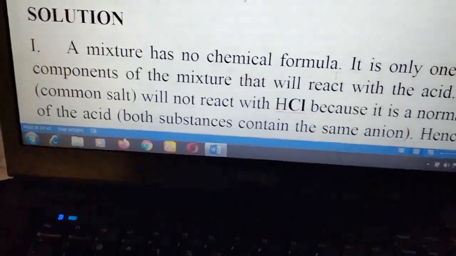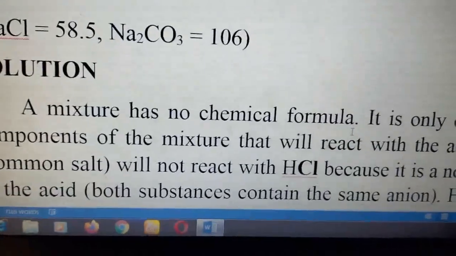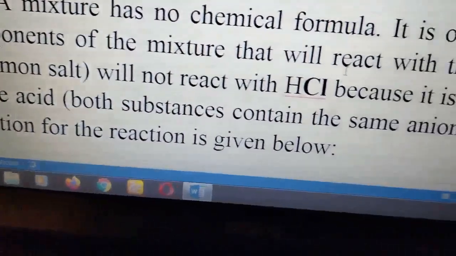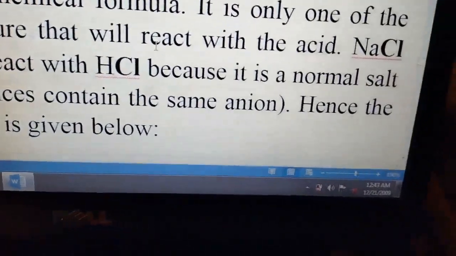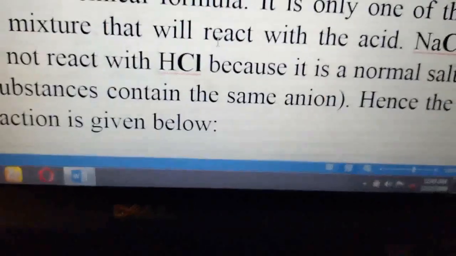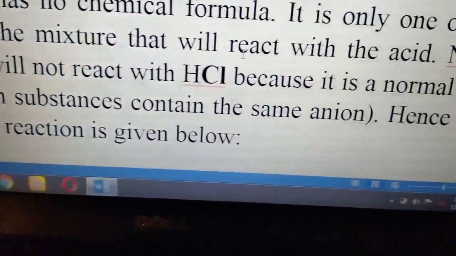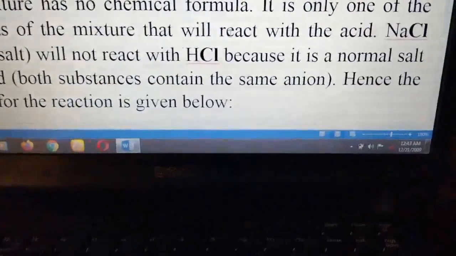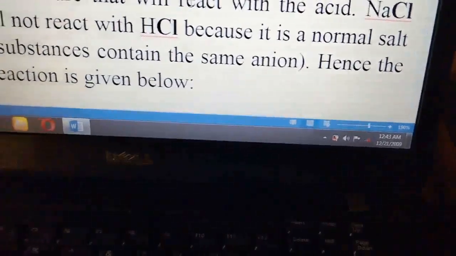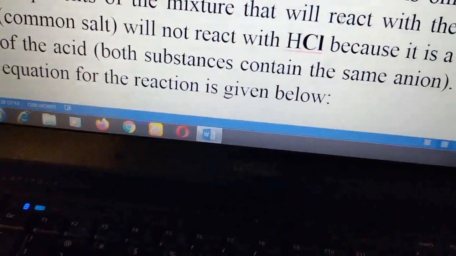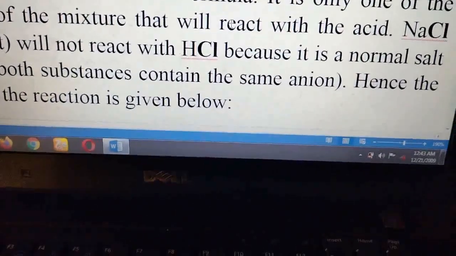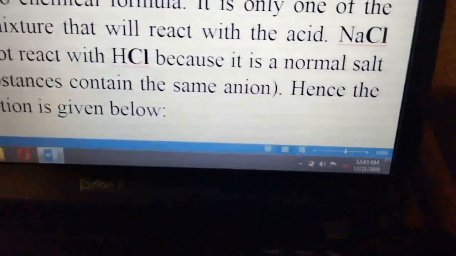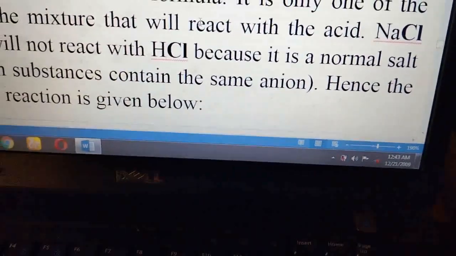Solution: to write the equation, the mixture has no chemical formula. It is only one of the components of the mixture that will react with the acid. So we have two components, sodium chloride and sodium carbonate. Which of them will react with the acid? Sodium chloride, or common salt, will not react with HCl. Why? Because it's a normal salt of the acid HCl. Both substances contain the same anion. Anion means negative ion. So both sodium chloride and HCl contain chloride ion. So they cannot react together.